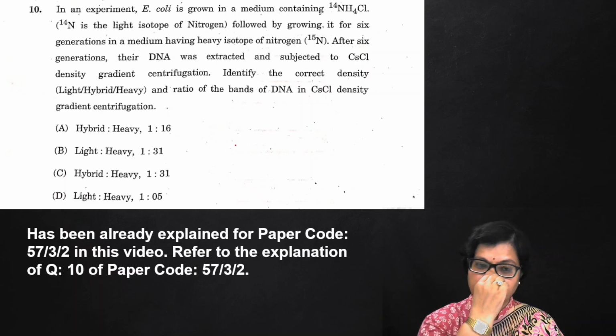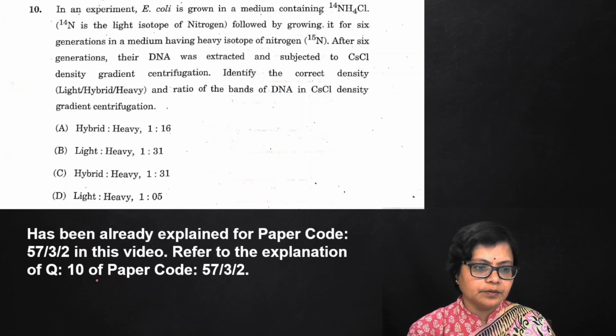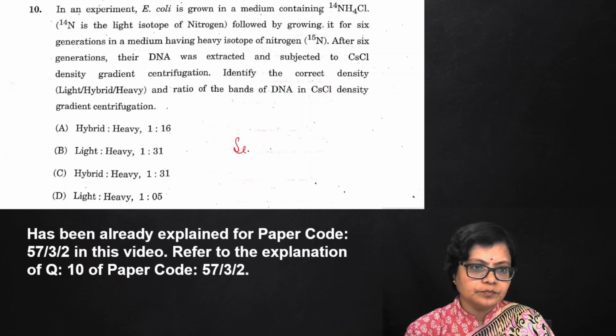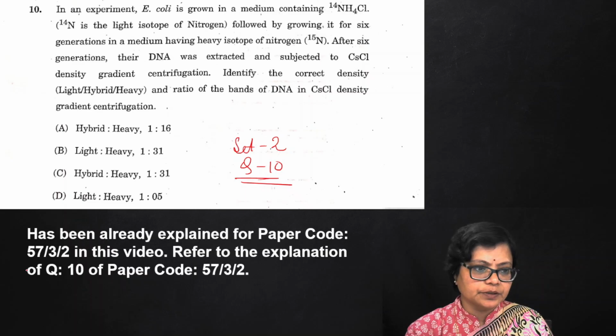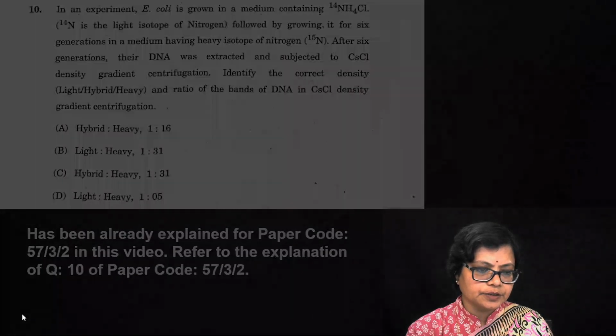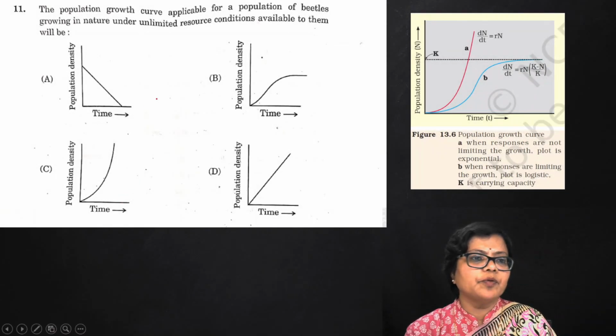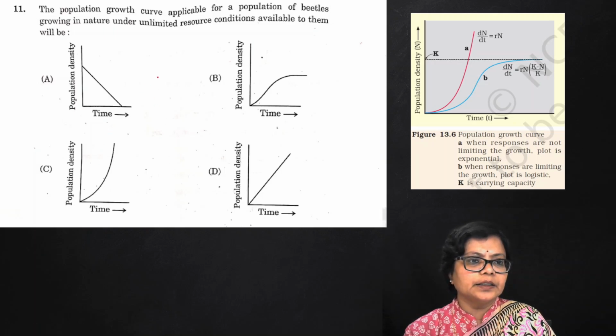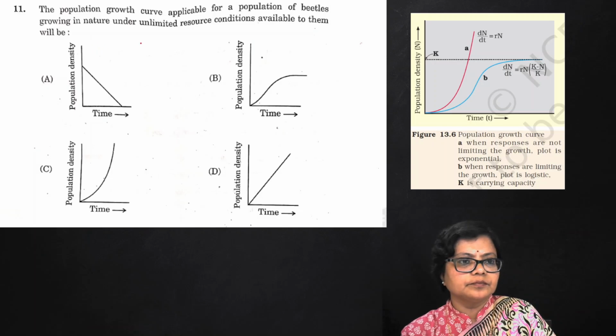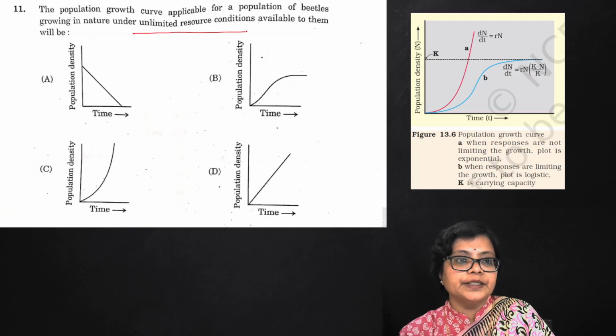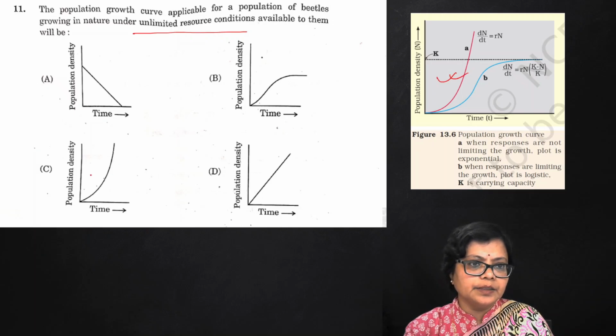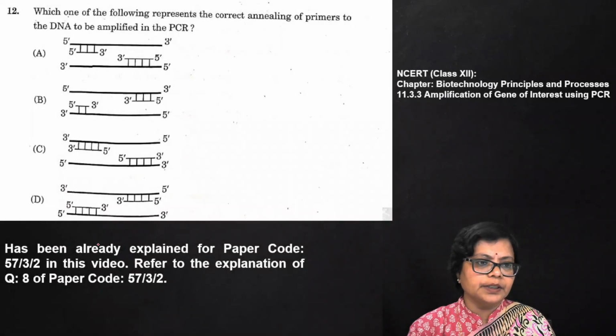This question I have already explained, that is for set 2, question number 10, the same question. Okay, you see the explanation. The population growth curve applicable for a population of beetles growing in nature under unlimited resource. This line is important, so it will be the one for unlimited resource condition. So this graph. Okay, now the next one.